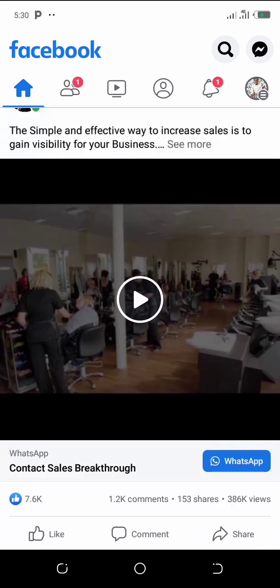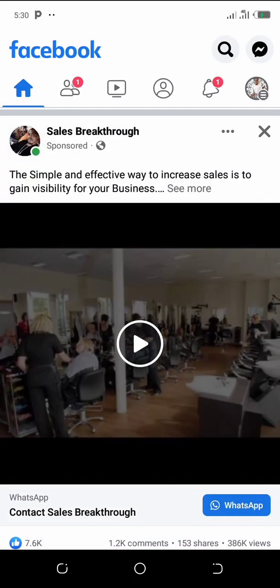As you can see, here is my Facebook feed, and you can see an ad on my screen right now. Sales Breakthrough is a sponsored ad. The reason I'm seeing this ad is either, one, I've shown interest in stuff related to this, or two, I am a lookalike audience. I believe you know what a lookalike audience is if you are running Facebook ads. The two reasons are that I have shown interest in stuff like this, either by liking a page that talks about what this guy is talking about here.